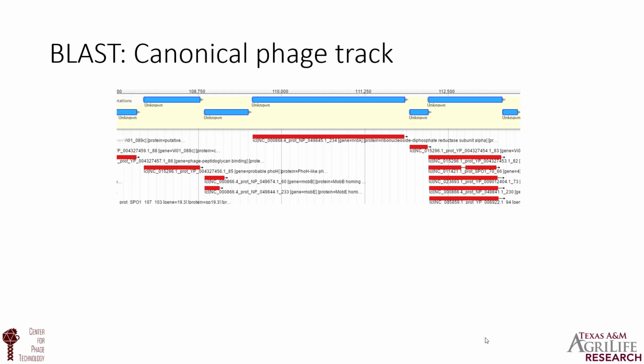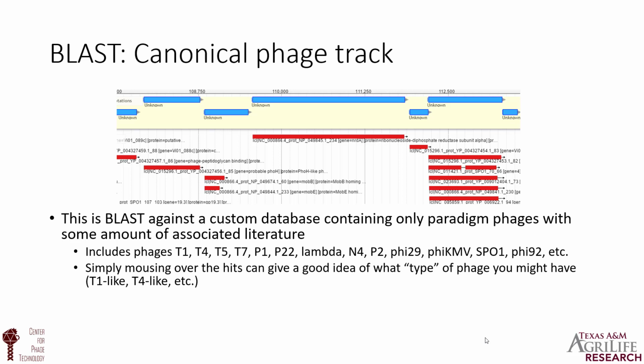This is an example of the canonical phage track output from the functional workflow. This is a custom database that contains only paradigm phage with some amount of associated literature. The database includes only 37 phages, so simply mousing over these hits can give a good idea of what type of phage you might have.